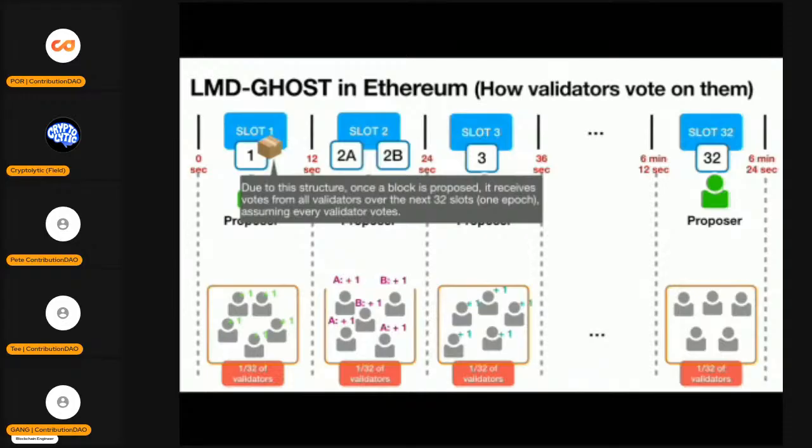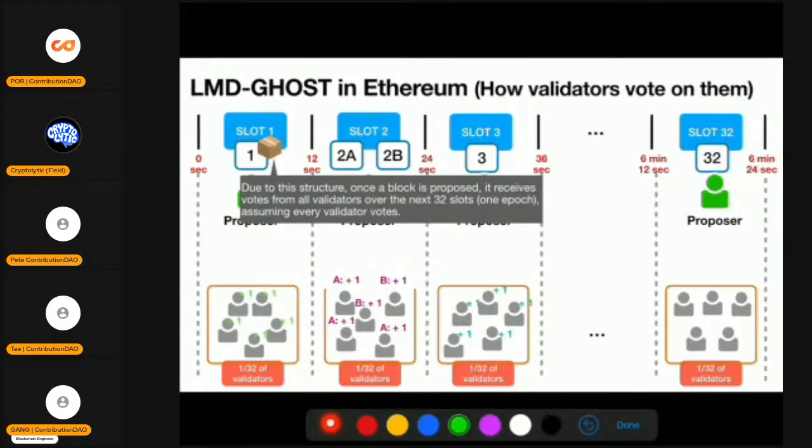Okay, I'm not sure if anyone has a question. Just a quick question: so far the validators, you said 1 out of 32, is it randomly assigned, or who decides? Yes. If you have heard about RANDAO, it works like this.